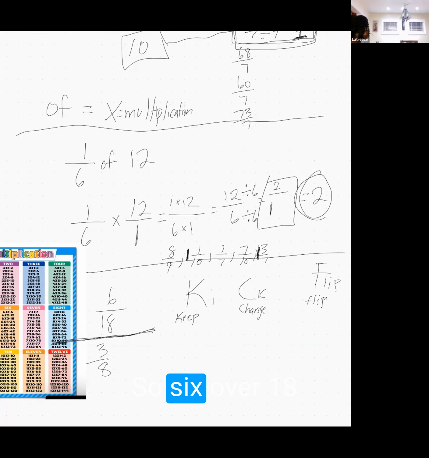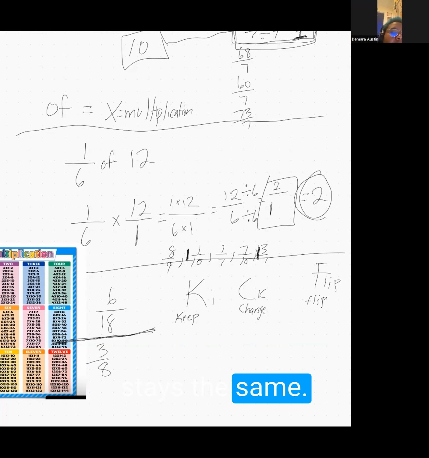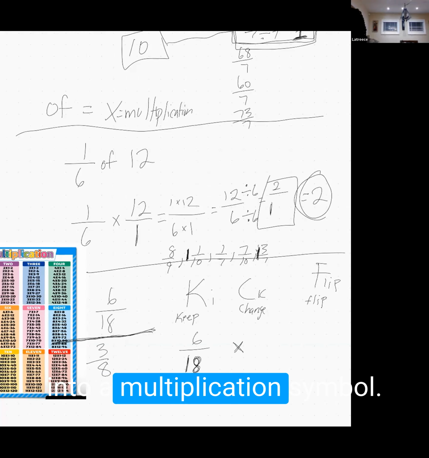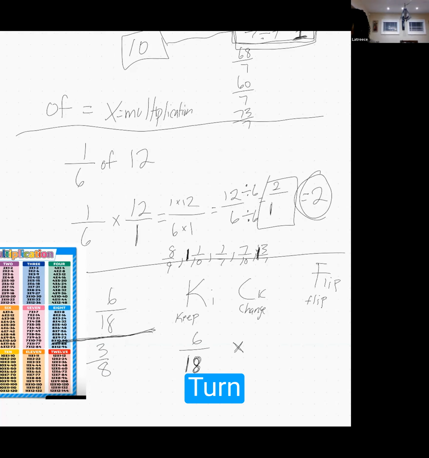All right. So 6 over 18 stays the same. Change the division to multiplication. And when I flip, what am I going to get when I flip? The division symbol into a multiplication symbol. Yep, I did that. And then 3 over 8 into 8 over 3.